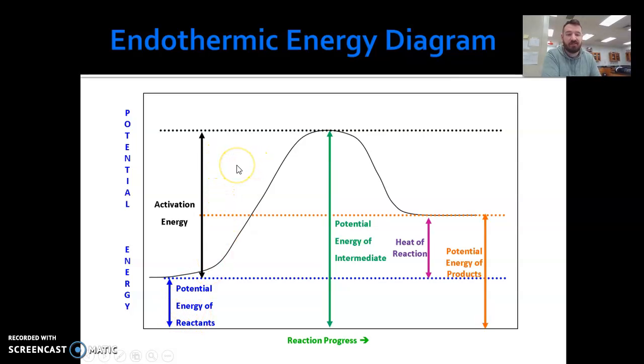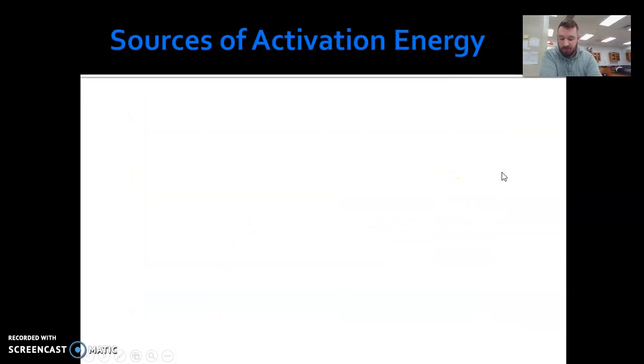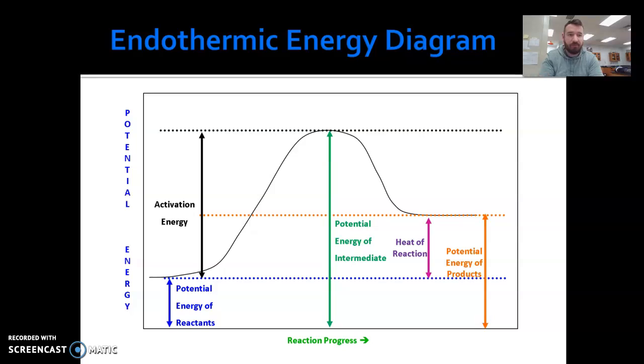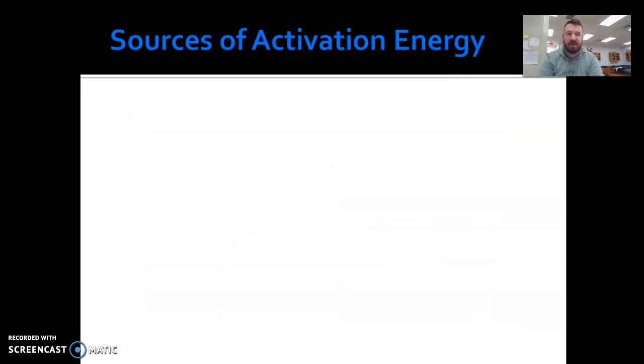And then finally, the change of heat in our reaction is going to be the difference between the potential energy of our products and the potential energy of our reactants. So how much heat did we need for this to take place? Alrighty, so pause the video if you need to, make sure you have everything filled out here. And we're going to talk a little bit about sources of activation energy.